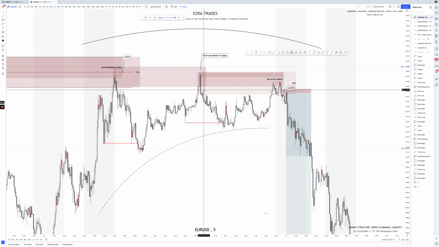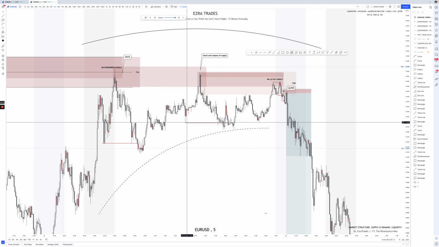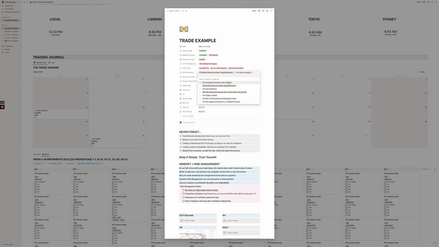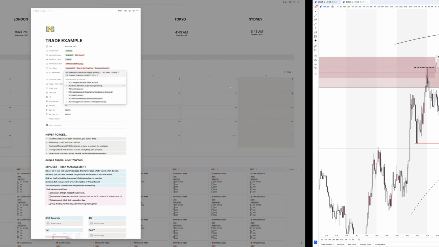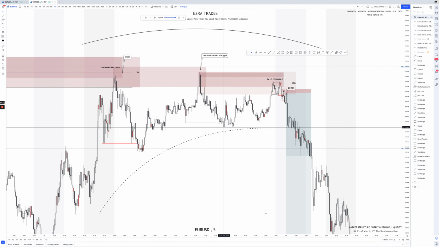For one thing, here we broke structure to the downside. We respected supply. We broke the demand. We gave a change of character. So change of character inside the higher time frame POI. We broke structure, right, and supply and demand. Here on the 5-minute, we do have break of structure to the downside on the 5-minute.